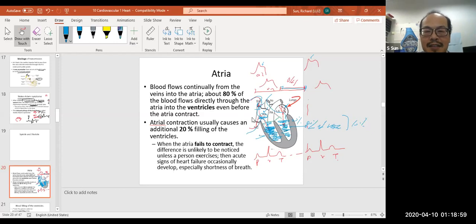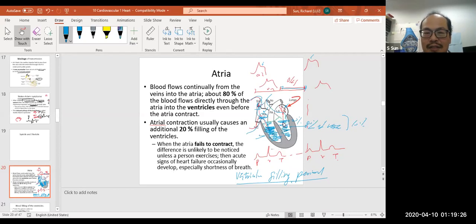And so that is called the ventricular filling period. That blood fills into the ventricle. Any questions?